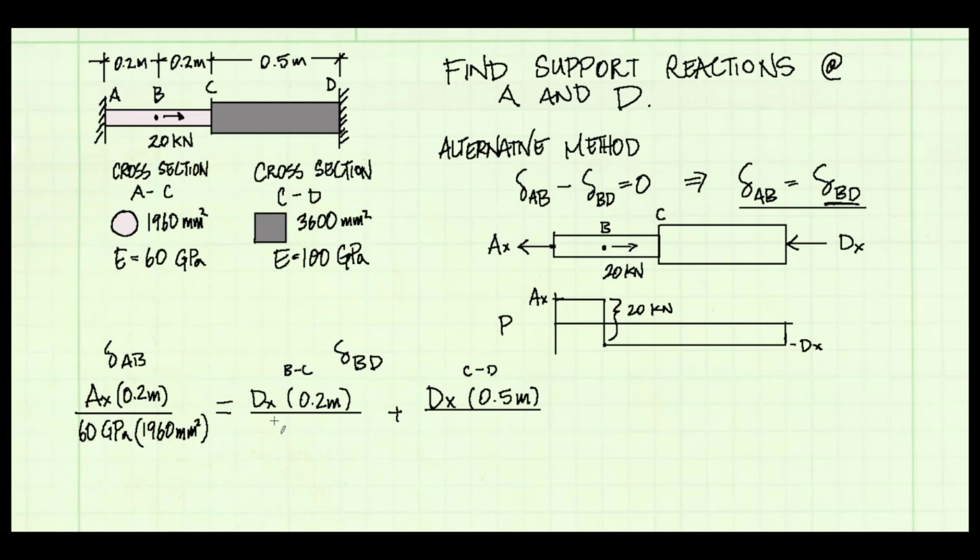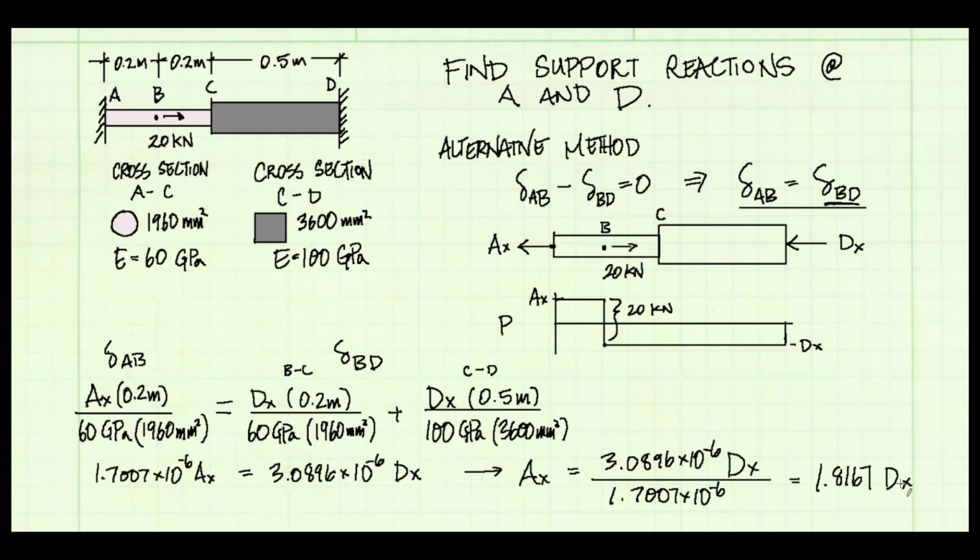For member BC, E, the modulus of elasticity, is 60 gigapascals, and the cross-sectional area is 1960 millimeters squared. And for member C to D, the modulus of elasticity is 100 gigapascals, and the area is 3600 millimeters squared. And I've got one equation with two unknowns in it, ax and dx. That's okay. So using algebra, I can reduce the equation and then solve for ax in terms of dx.